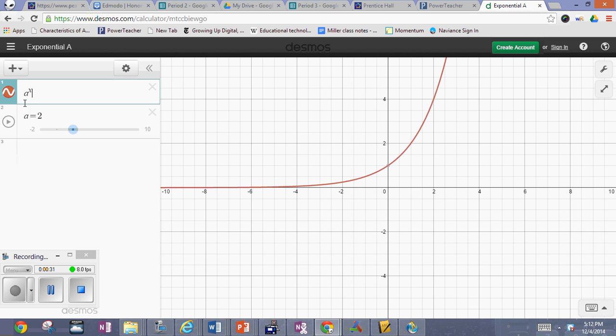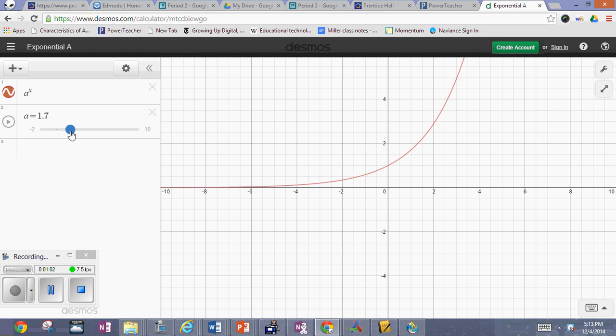So here we go. We're looking at 2 to the x. Here's our graph of 2 to the x right there. Here's our graph of 3 to the x. Here's our graph of 5 to the x. Here's our graph of 8 to the x. All right. And of course, what you can see is the graphs are all very much the same shape. Here's a graph of 10 to the x. All very much the same shape.